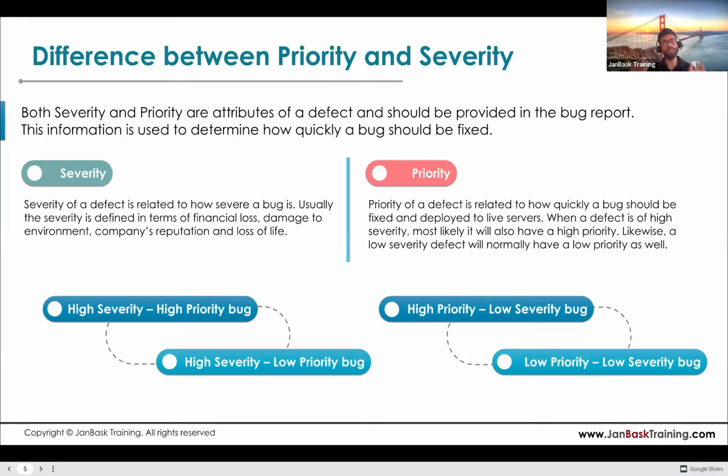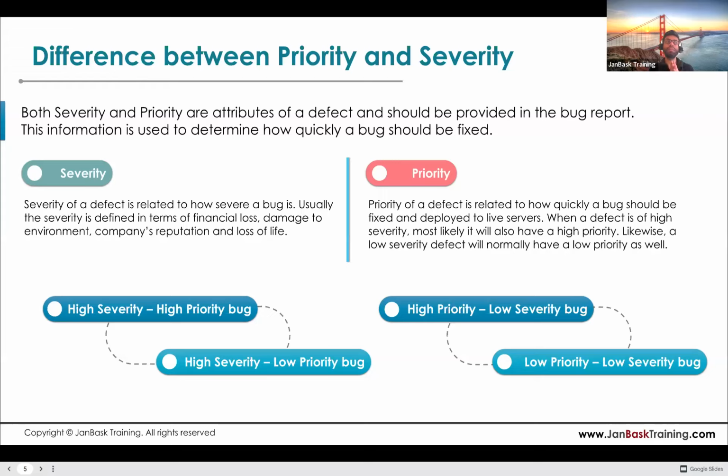Severity and priority are two different things, so we need to be very clear with the concept. Severity is how much that bug is affecting the system, affecting the functionality of the system. Now, in this case, it's a high severity because this is affecting the functionality of the application.